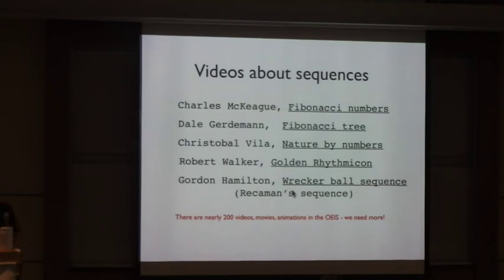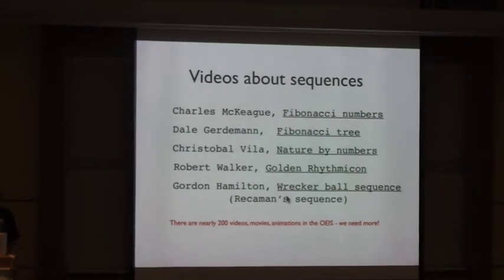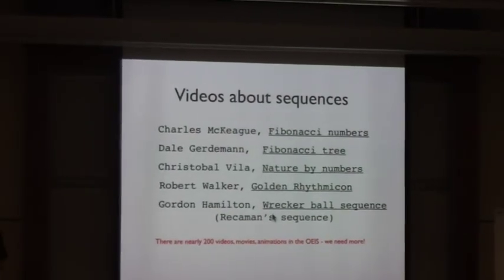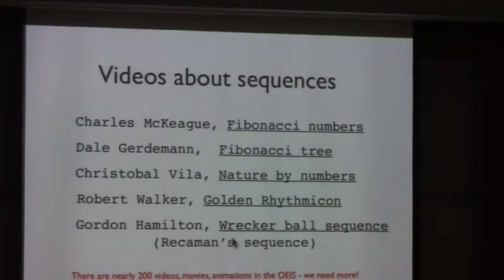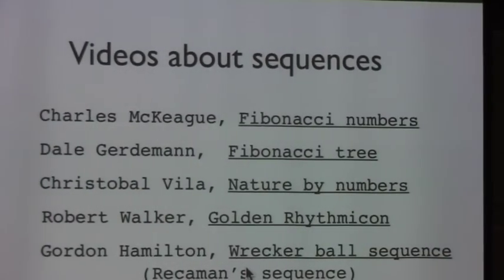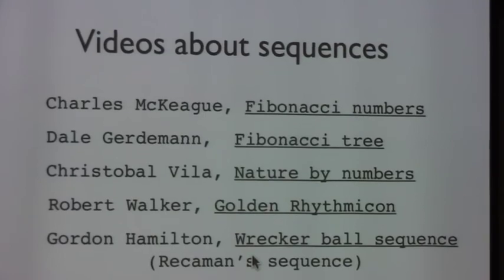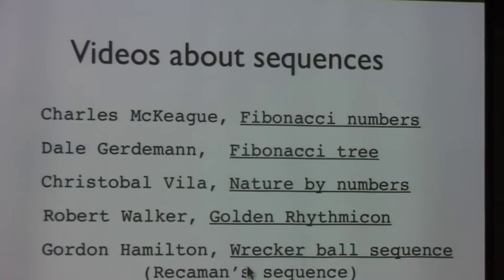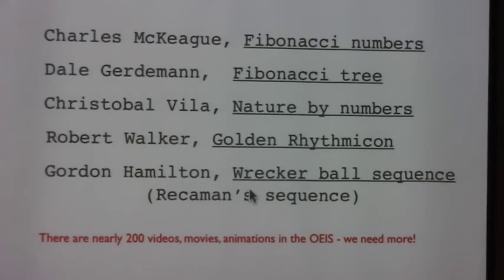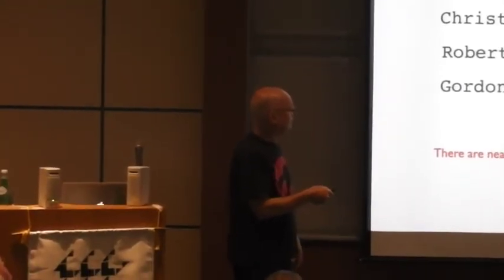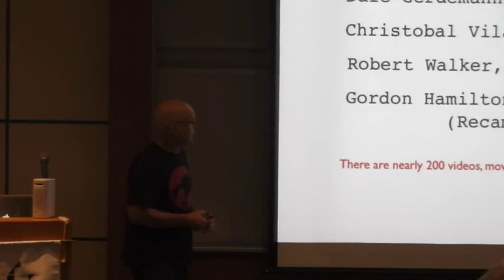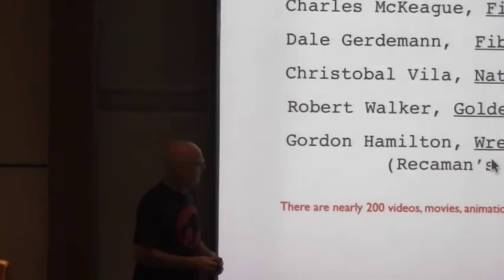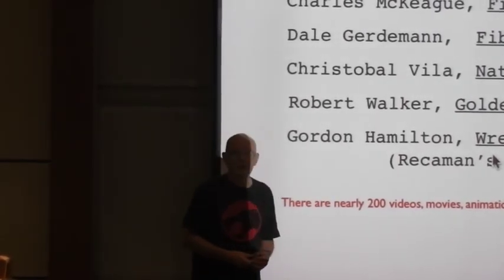The first one is a fairly straightforward lecture about the Fibonacci numbers. The second one is the Fibonacci tree growing with 1 and then 2 and then 3 and 5 and 8. You see the tree growing. The third one is more artistic, very nice. And the last one is Gordon Hamilton's video about the Recamán sequence, which he calls the Recamán sequence.